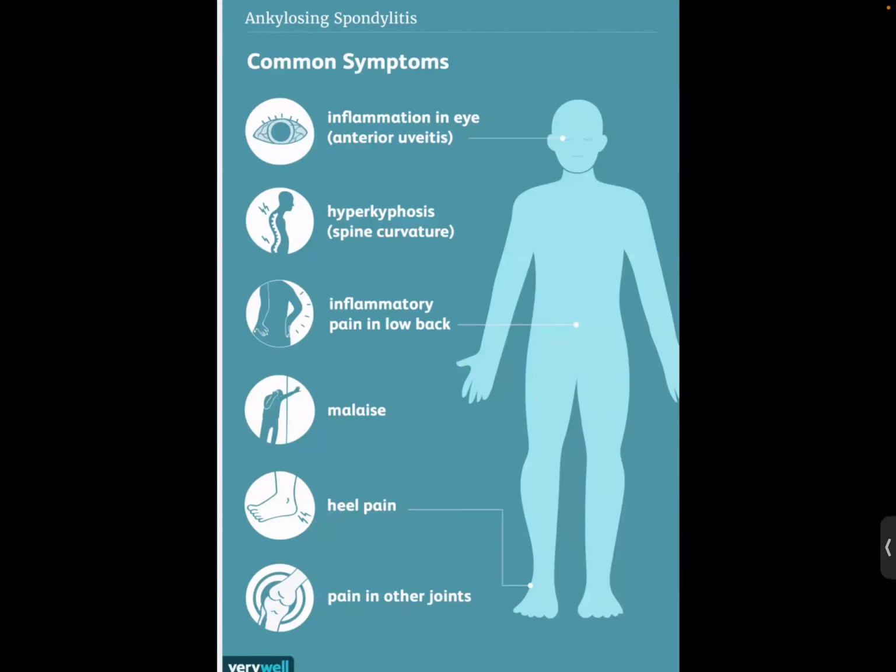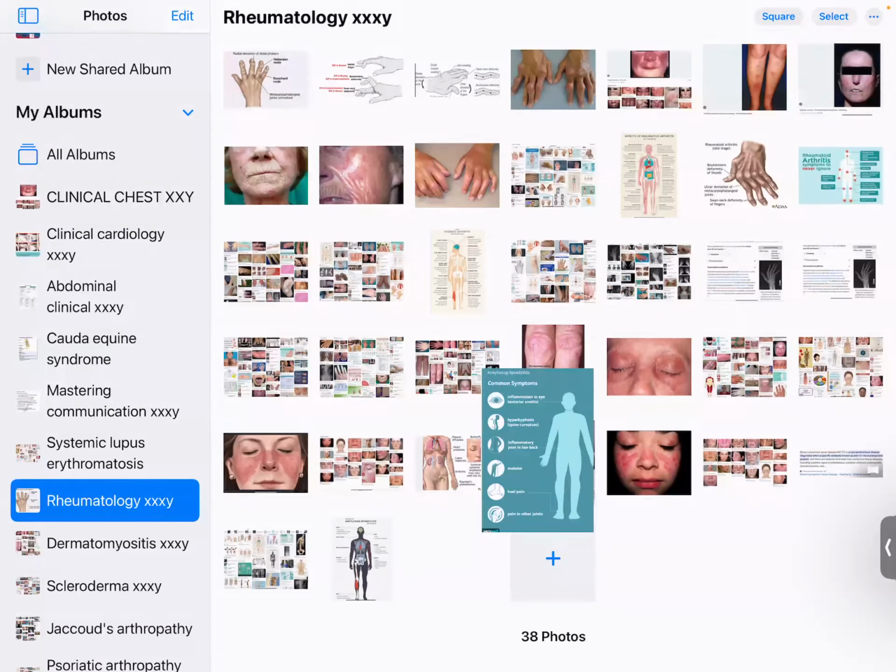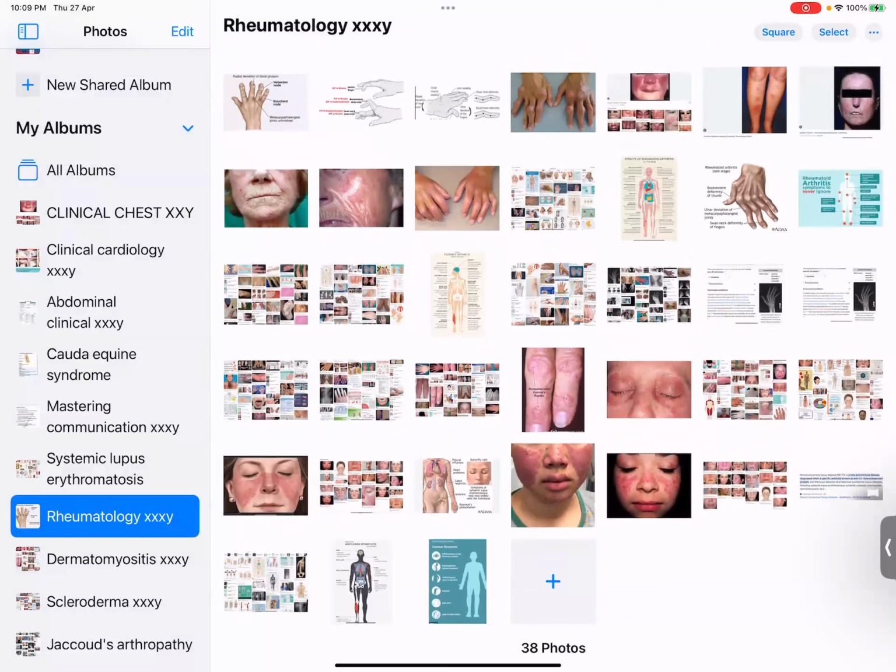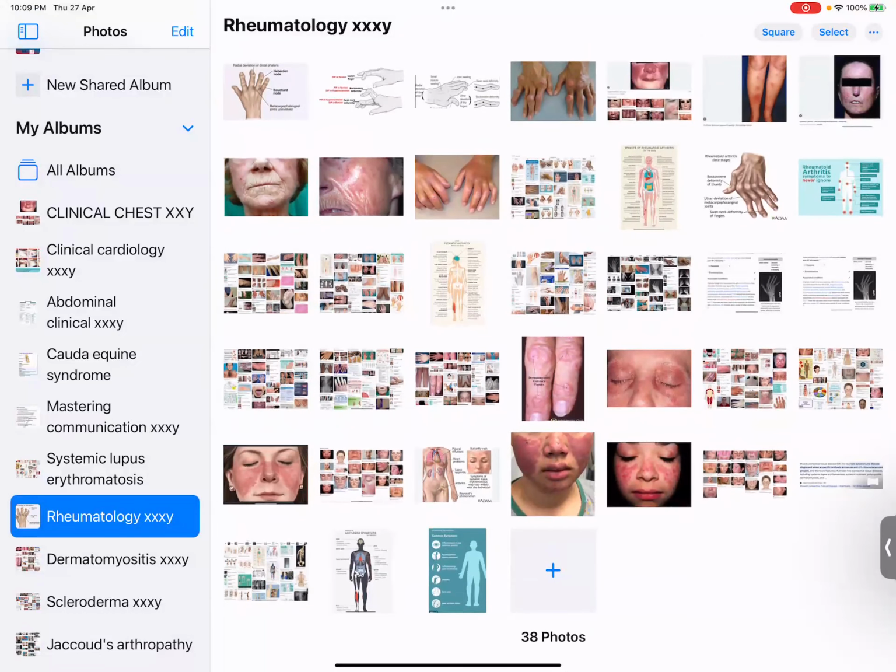Anterior uveitis, hyperkyphosis, spine curvature, inflammation and back pain, malaise, heel pain, and pain in other joints. These are the rheumatological diseases, and these are the most common cases for the exam.